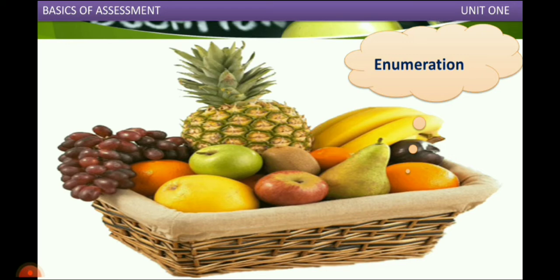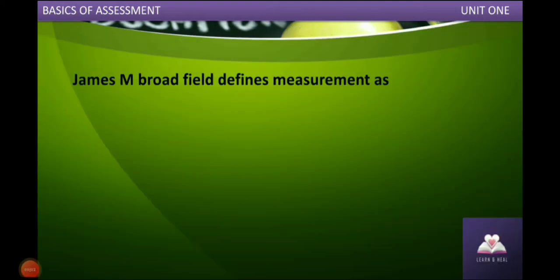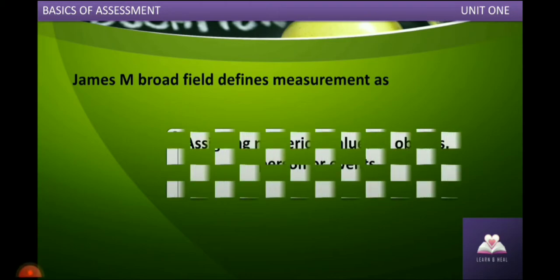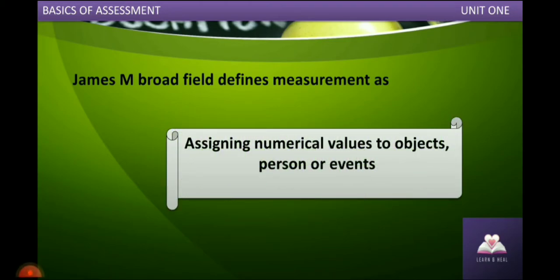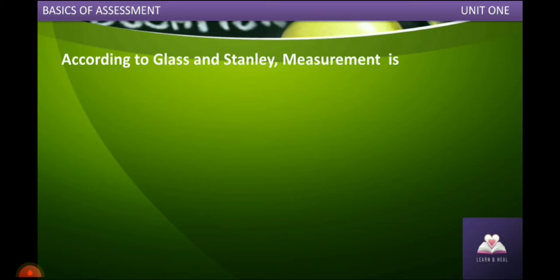So when we are trying to answer the question of how much, actually we are dealing with measurement. For example, how much is the area of cross section, how much pressure you have to apply. These are the how much questions. When the question is about how much, obviously we are taking measurements. We'll look at some important definitions of measurement. James M. Bradfield defined measurement as assigning numerical values to objects, persons, or events. Simple as that.